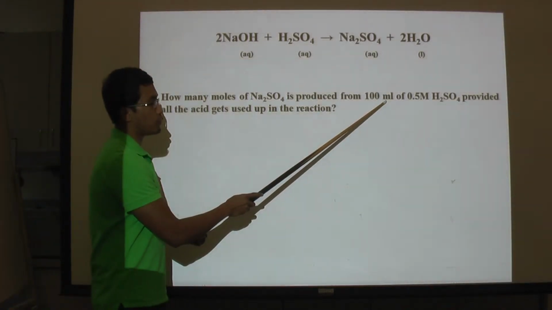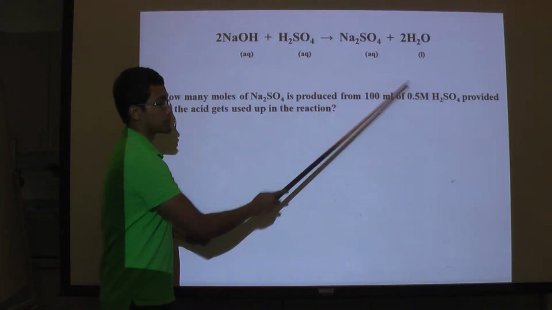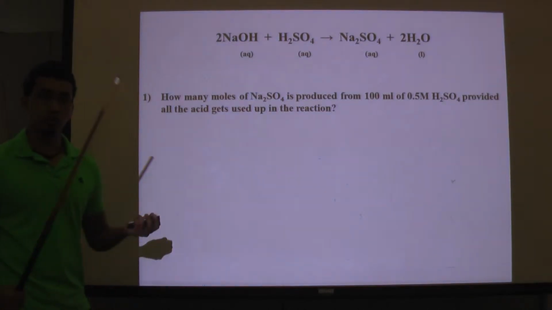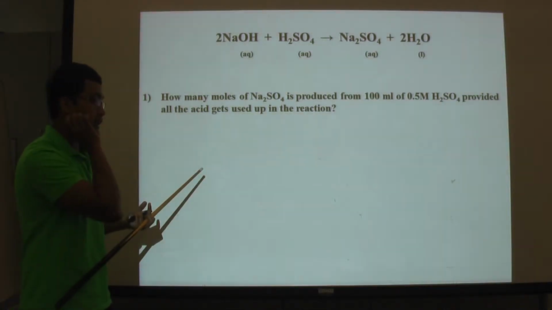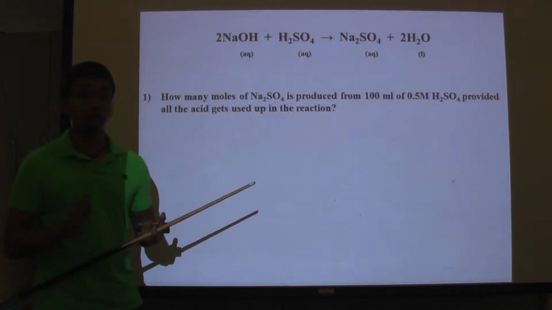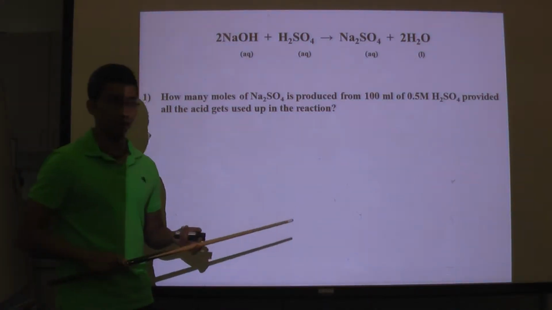So we have the volume and molarity of sulfuric acid. We can find out the number of moles. What is the equation for the number of moles? Number of moles equals volume in liters times molarity.